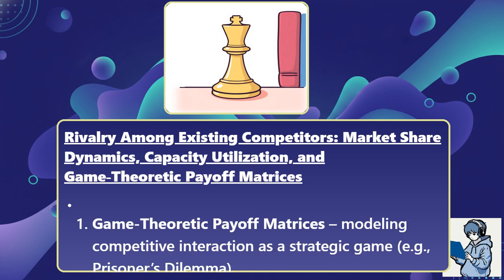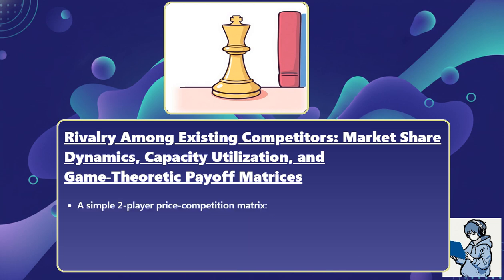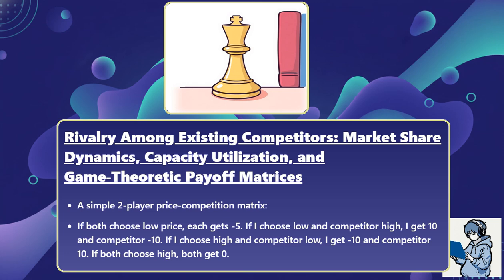Number 3, game theoretic payoff matrices – modeling competitive interaction as a strategic game. For example, Prisoner's Dilemma. A simple two-player price competition matrix. If both choose low price, each gets -5. If I choose low and competitor high, I get 10 and competitor -10. If I choose high and competitor low, I get -10 and competitor 10. If both choose high, both get 0.